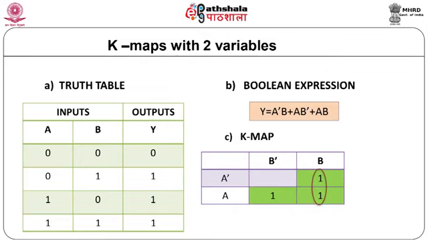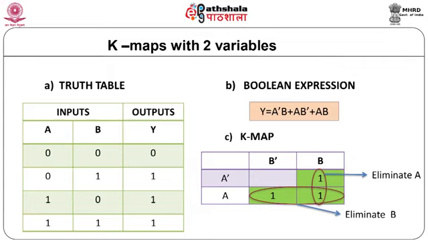Let us now mark this group of ones which are neighbors. The variable changing in the pair is to be eliminated, as in this group A is changing, therefore A is eliminated and B remains in the term. In the second group, B is changing, therefore we can eliminate B as well. Similarly, from the second pair, B is eliminated and A remains in the term.